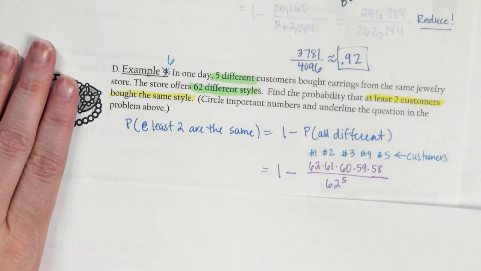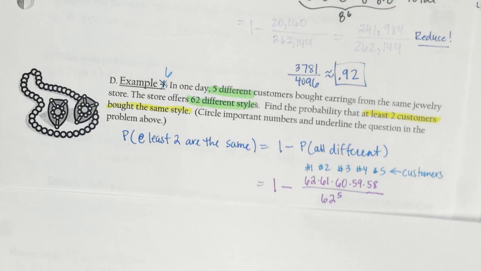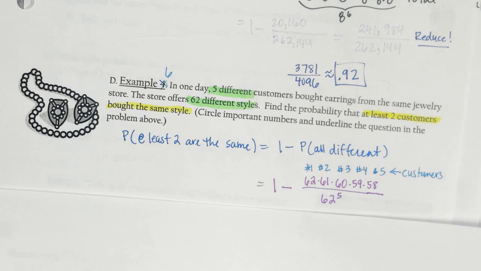All right, let's make sure we set this up. There are 5 customers, and we want to find the probability that they're all different. On the bottom, 62 to the 5th power. There's 62 times 62 times 62 times 62 times 62. And when you're going through on the top, remember, the first one has all 62 choices, but once they pick one, the next customer only has 61, and then 60, 59, and 58.